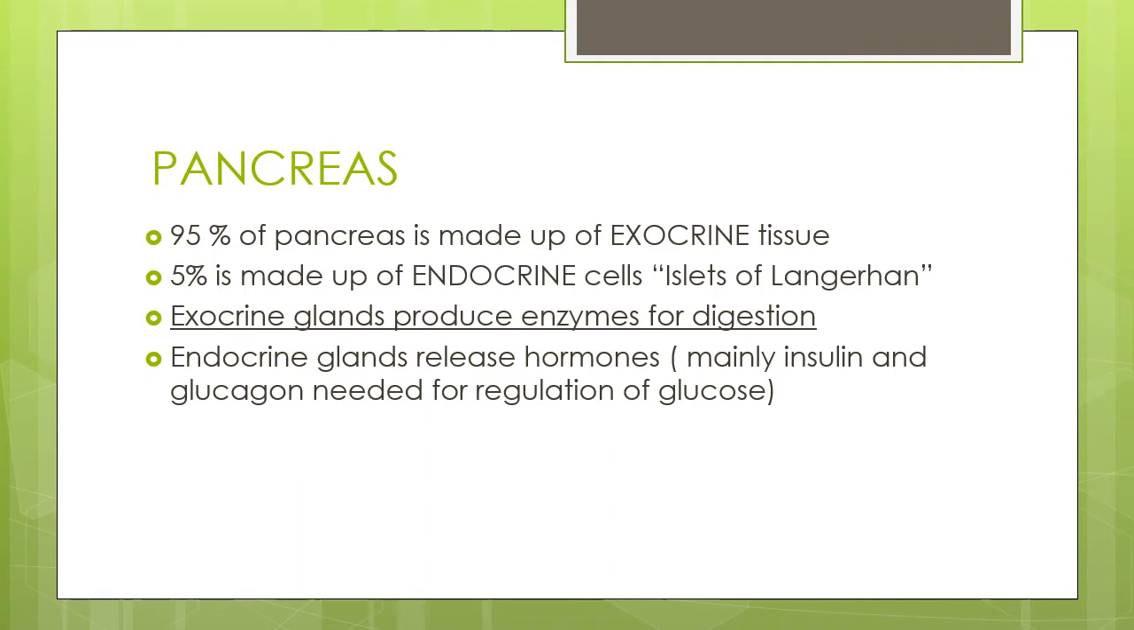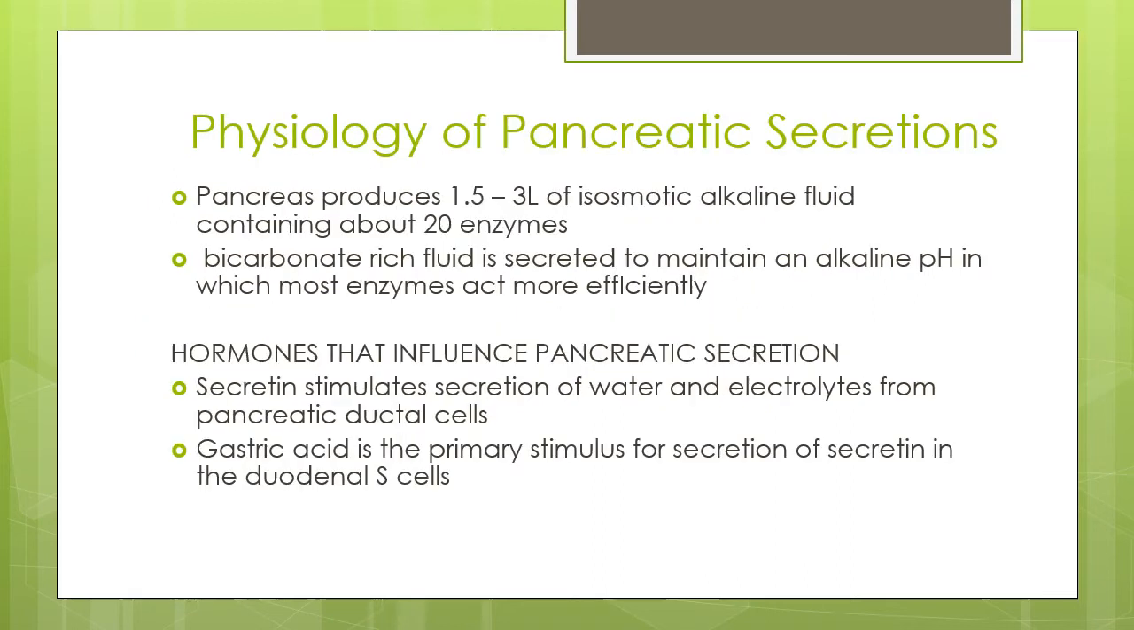The pancreas has both exocrine and endocrine function. Majority is made up of exocrine tissue, responsible for the production of digestive enzymes. The endocrine glands produce insulin and glucagon that regulate glucose. The pancreas secretes a bicarbonate-rich fluid to maintain an alkaline pH, where digestive enzymes act more efficiently.